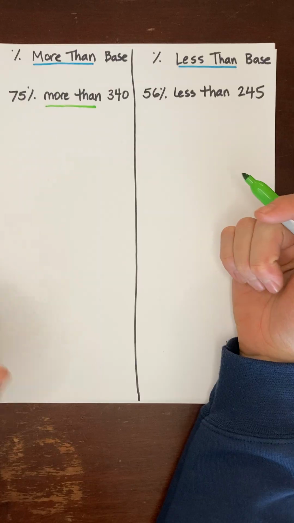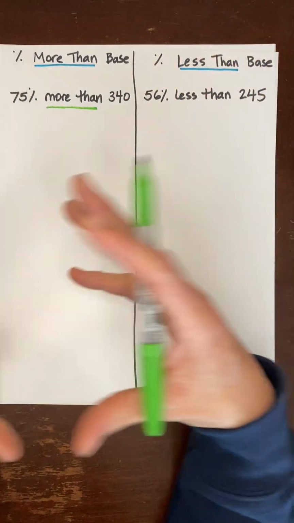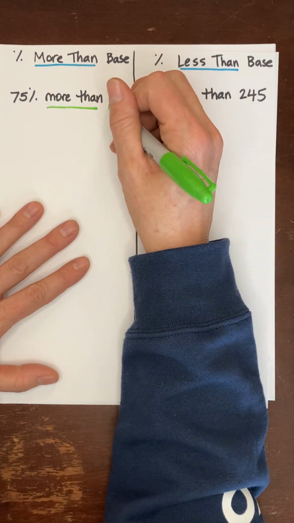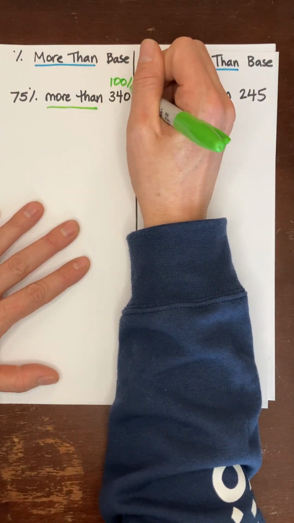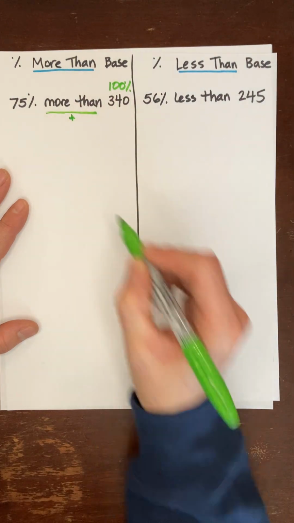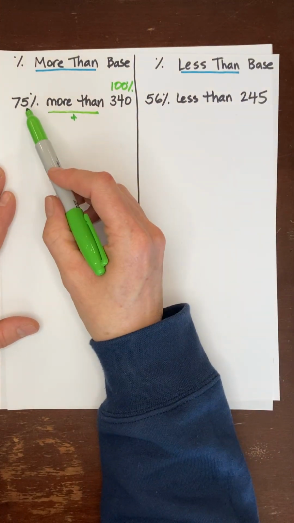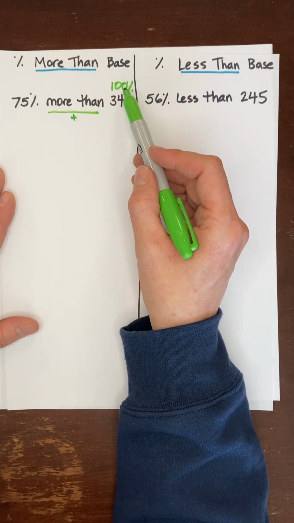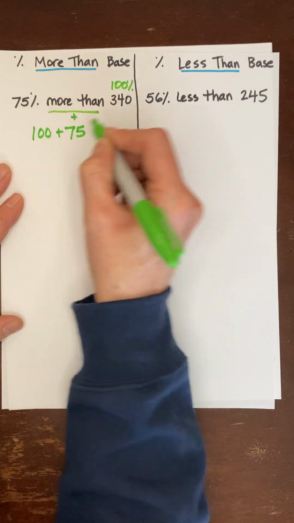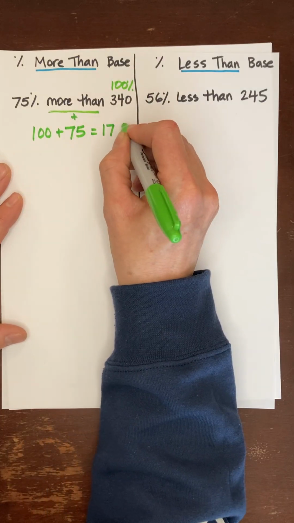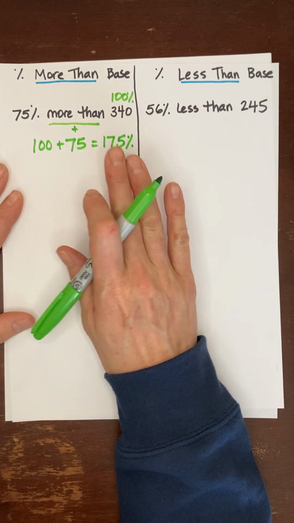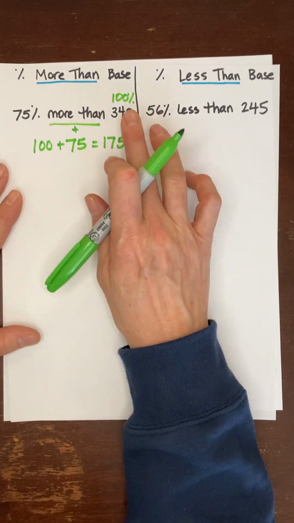I like to think of it like this, okay? Our base number is the entire number. It's 100% of what we already have. So I'm actually going to write 100%. Okay, and more than means I'm increasing, right? I'm going to add. So I want 75% more than 100%. Well, what's that? That is 100 plus 75, which equals 175%. Okay, so I want 175% of this number.